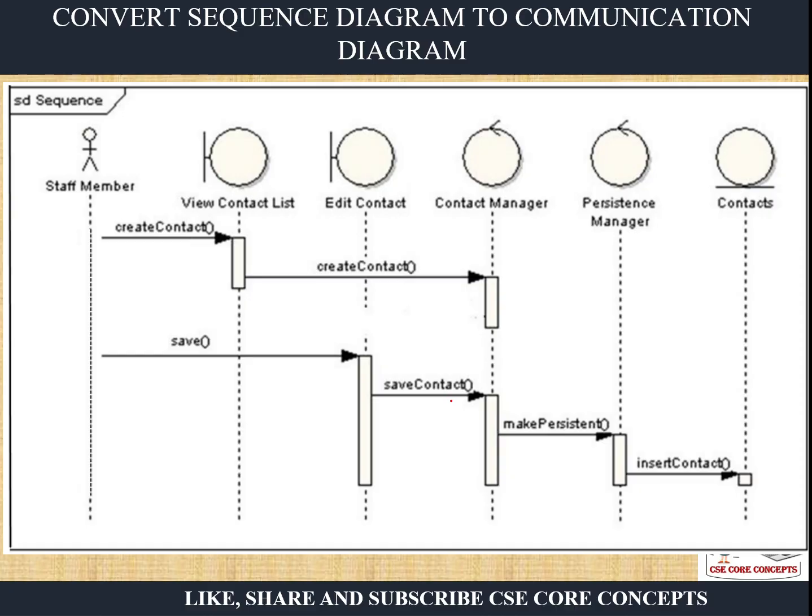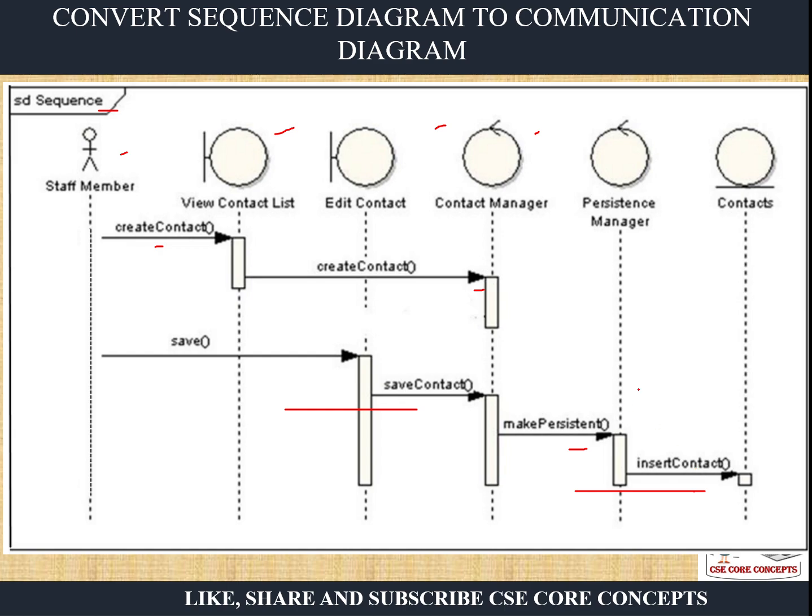Let's discuss one example, where first we are given a sequence diagram, and based on the sequence diagram we draw the communication diagram. So let's say this is a sequence diagram where you have an actor, staff member. He is creating a contact. So this is the create message. There are different functionalities: view contact, edit contact, contact manager, persistence manager, and contacts. So this is how the sequence goes. First you create a contact, then you create a contact with the contact manager. You save the contact, meanwhile editing you can also do. Save the contact if you have edited, make persistent and insert contact. This is what you are doing.